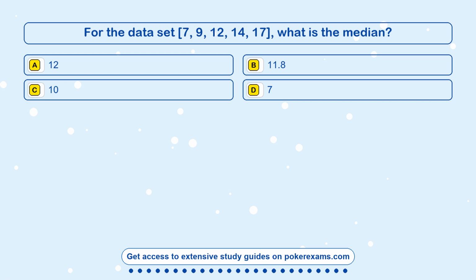Question 19. For the data set 7, 9, 12, 14, 17, what is the median? Option A 12. Option B 11.8. Option C 10. Option D 7.